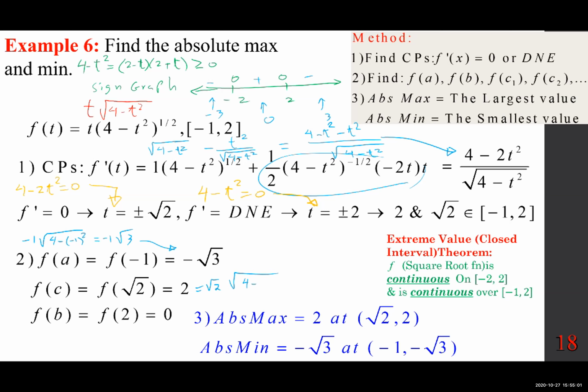4 minus, now square root of 2 squared is 2. Maybe I should put it just the way it is, as a square root to the power of 1/2 actually. So I'm looking at t is the square root of 2. 4 minus t squared, that means square root of 2 square root of 2. So I hope you see that you are looking at square root of 2 times square root of 2, which is 2. So believe it or not, those are elementary algebra. I hope you're comfortable with this. So let's move on.